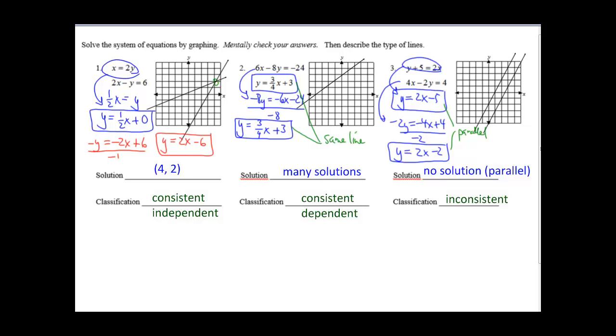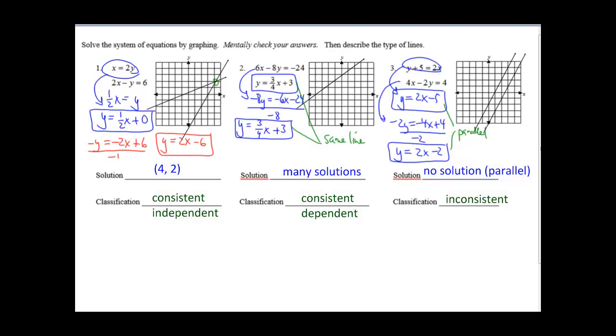Welcome back. Hopefully you got what I got. If you notice, by solving the equation on the top of number 2, we get y equals 3/4 x plus 3, which the bottom one is already solved for y equals 3/4 x plus 3. They are the same line. Therefore, we get this one graphed line, which means that you have two lines that are the same, so there are many solutions, and they are consistent and dependent.